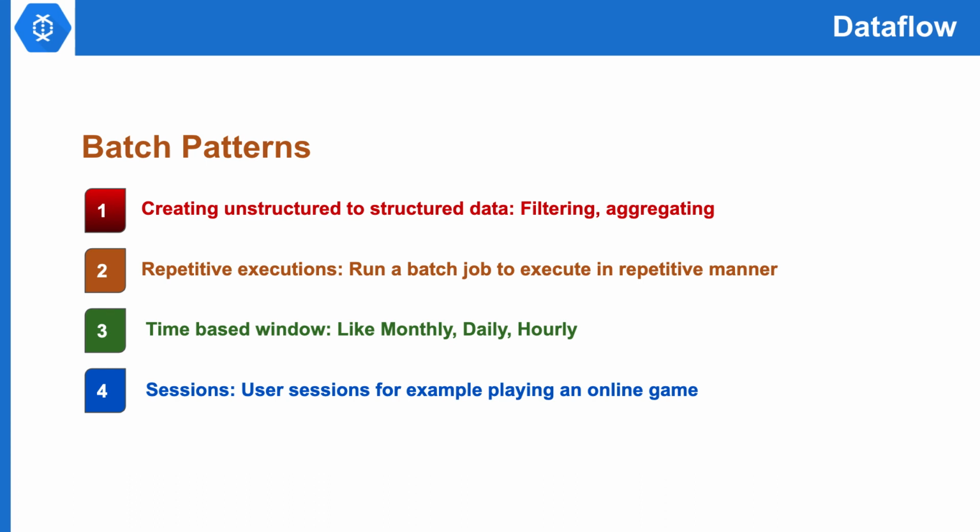We can run a batch job to execute in a repetitive manner of the above structure. The next is time-based window. It can be like putting time-based aggregations, for example, monthly, daily, and hourly data calculations. The last is sessions. We can write batch jobs based on user sessions, for example, playing an online game. So we can create a session-based batch job to process data for the entire session.